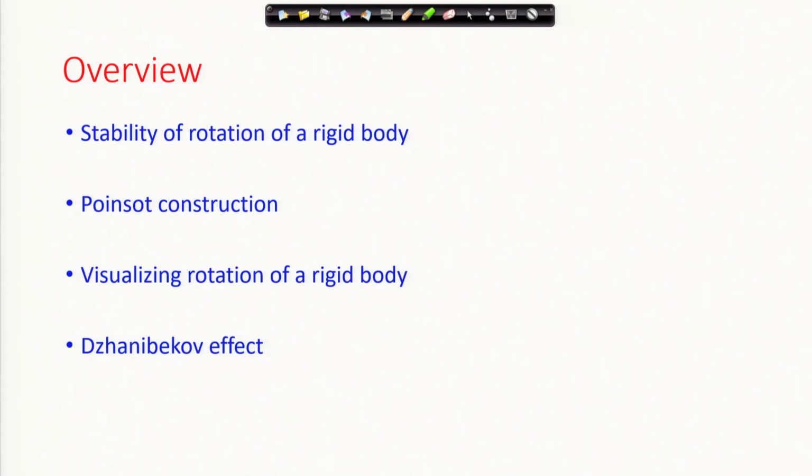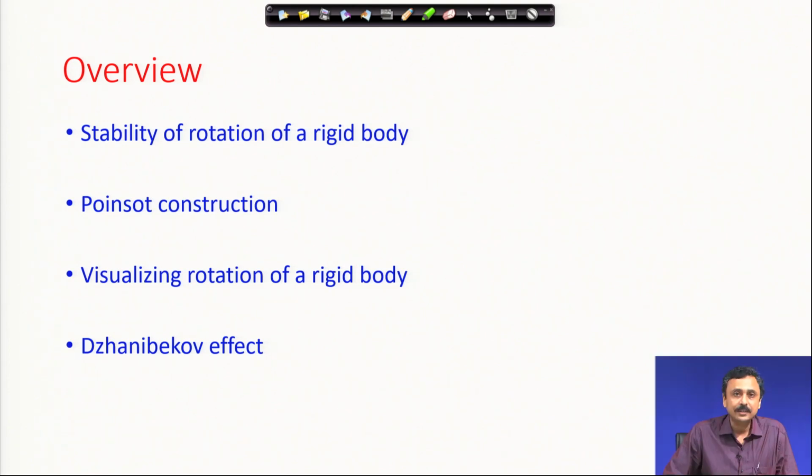We are going to look at the stability of rotating rigid bodies and understanding the dynamics in terms of what are known as Poinsot construction. Then I will show you how to visualize the rotation of a rigid body, and a very interesting effect we are going to see, the Janibekov effect, which was observed by a Russian cosmonaut in space.